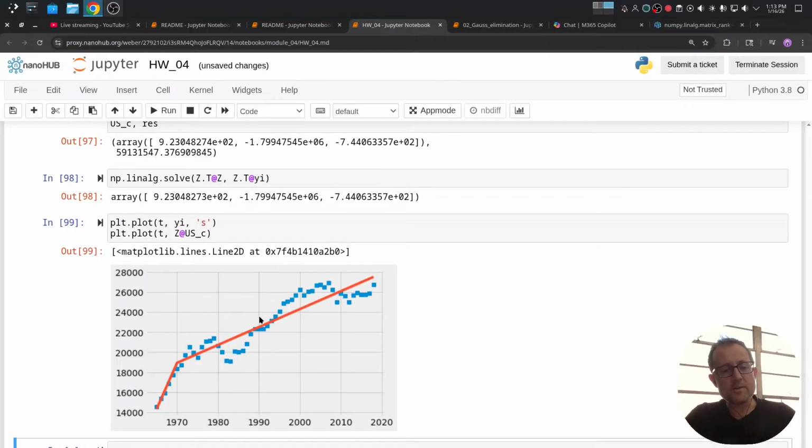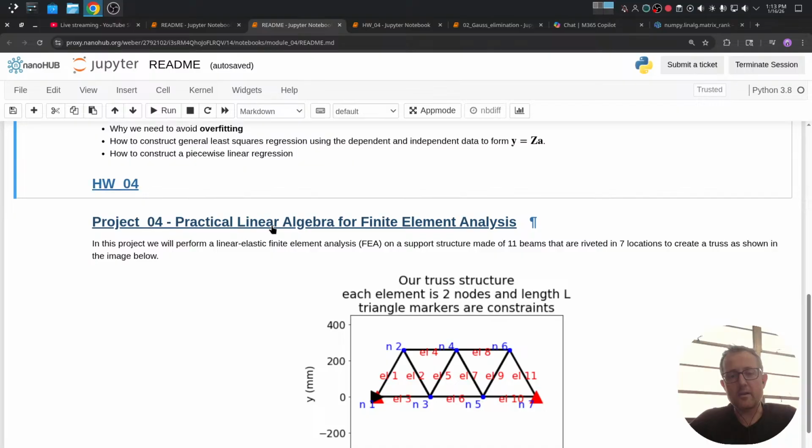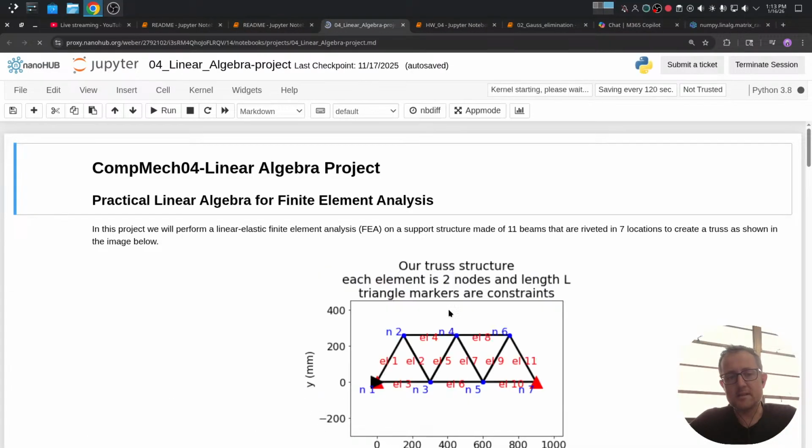Cool. So that was the main things that I saw for homework 4. I see project 4 is coming in, so I'll get some feedback on that. And then later on this afternoon, I'll put another video talking about some of the tips, tricks about using linear algebra for finite element analysis, and that's our last required project.